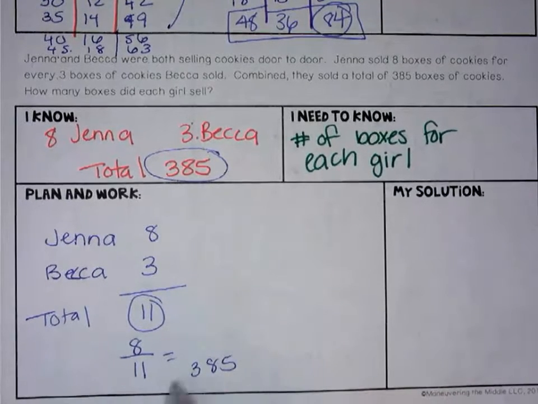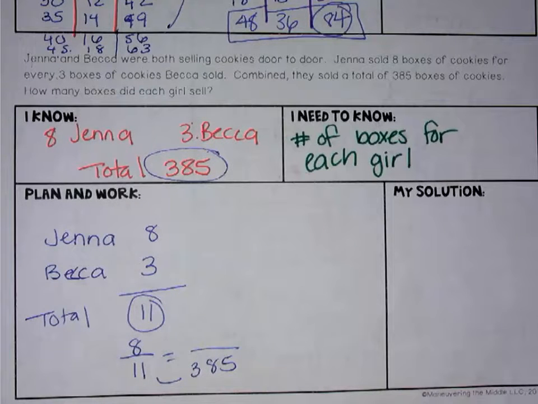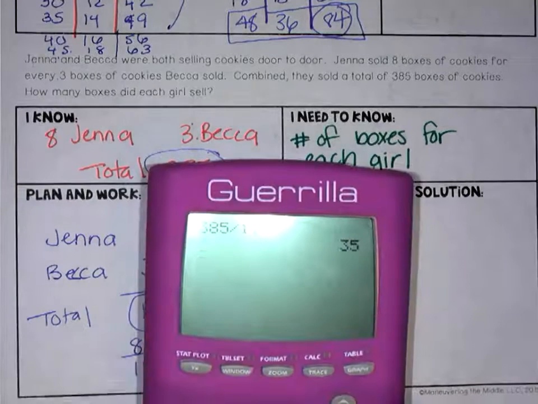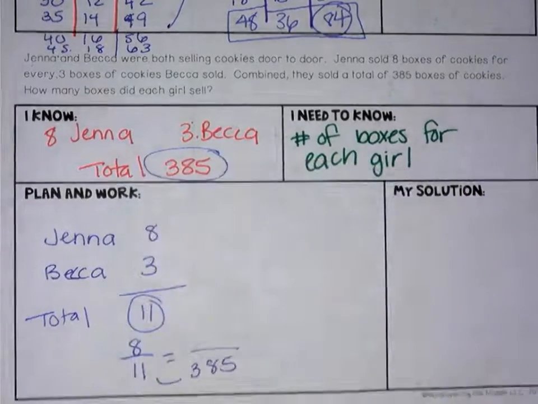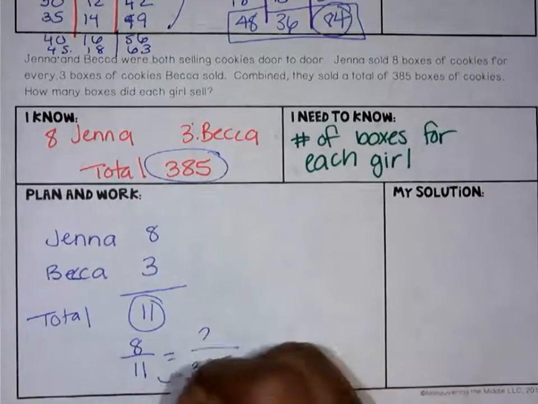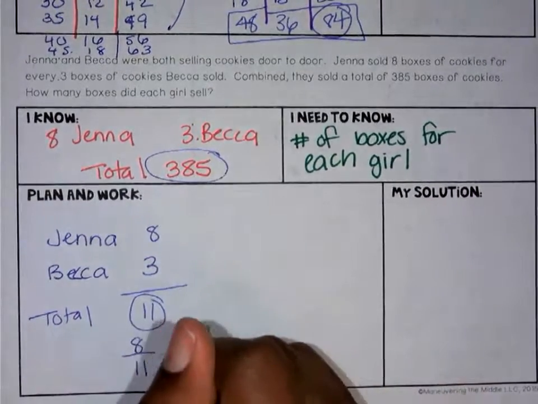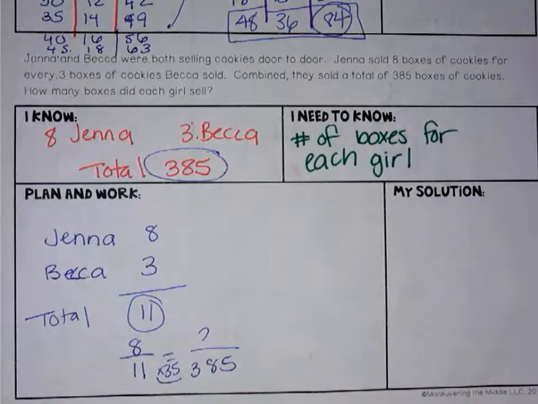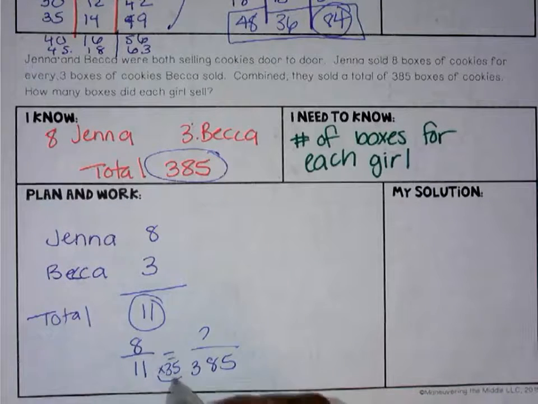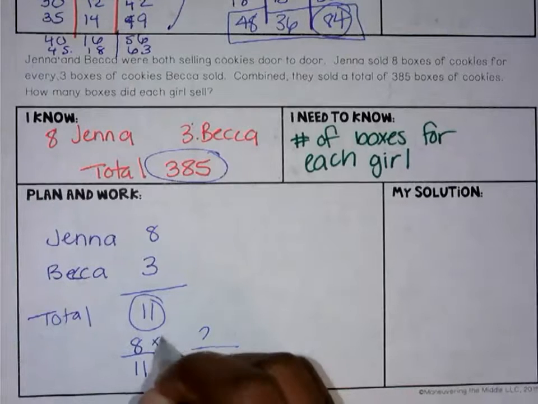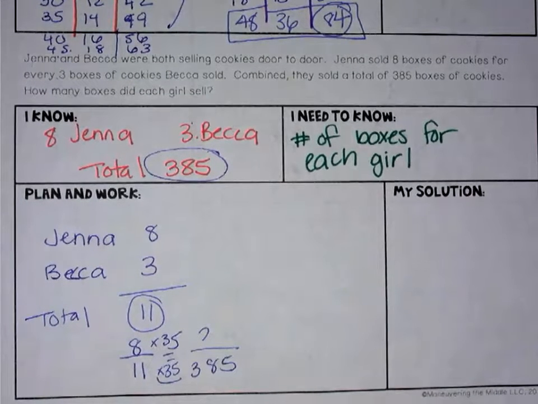So you're thinking, how many times do I have to multiply 11 to get to 385? This is where you take out your calculator. You type in 385 divided by 11. When you do that, you get a total of 35. So you know that it's being multiplied by 35. Whatever you do to the bottom, you do to the top. So you do 35 times 8 equals 280.